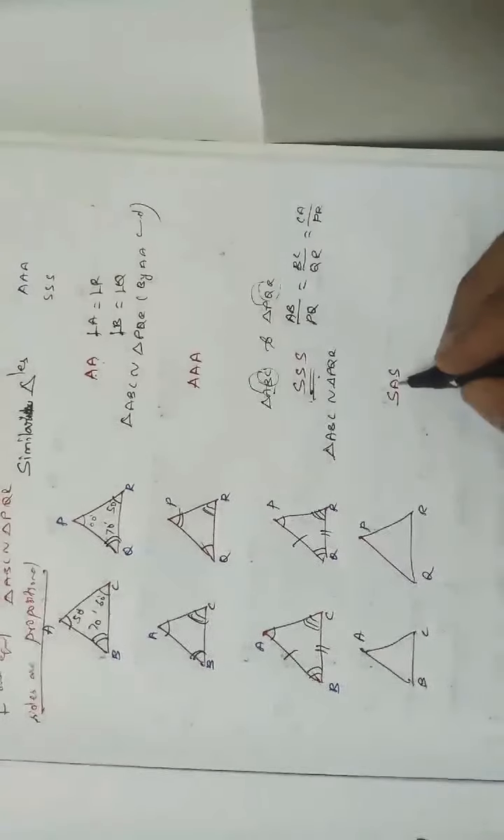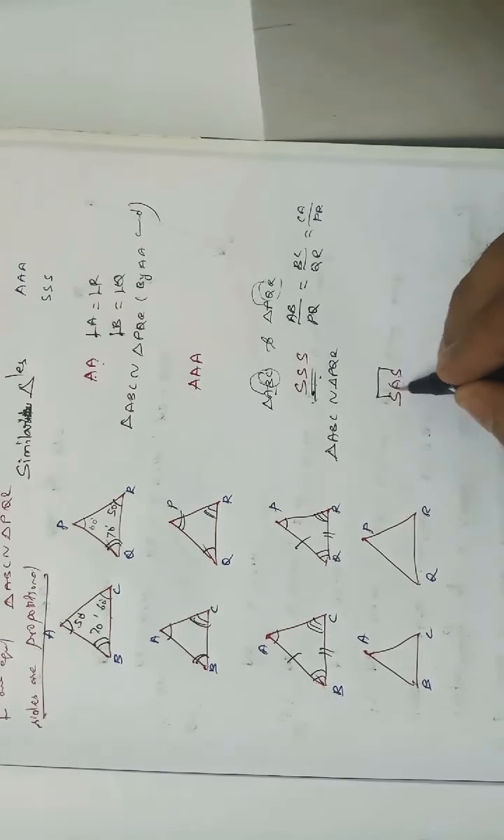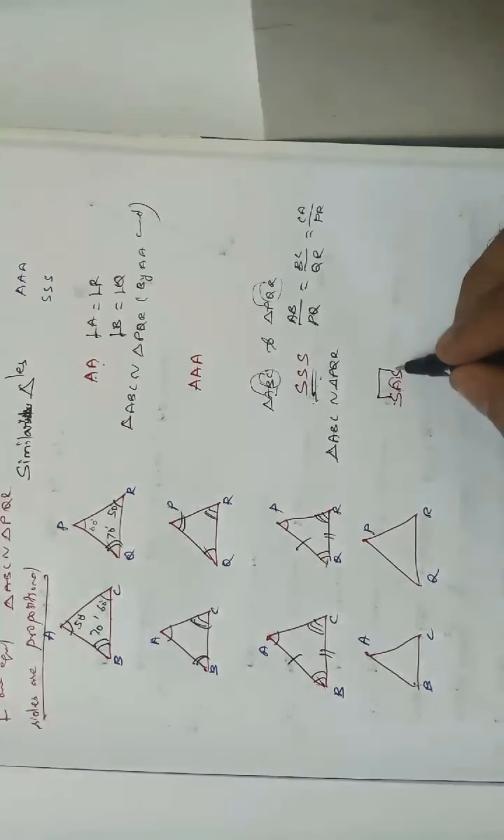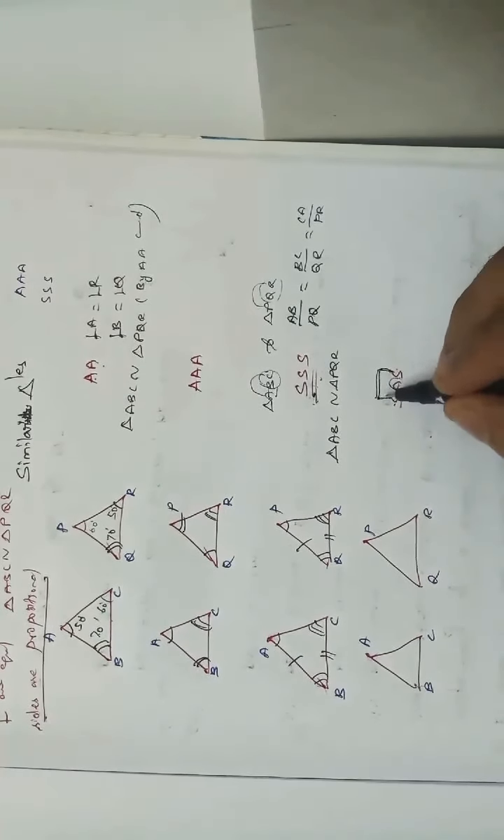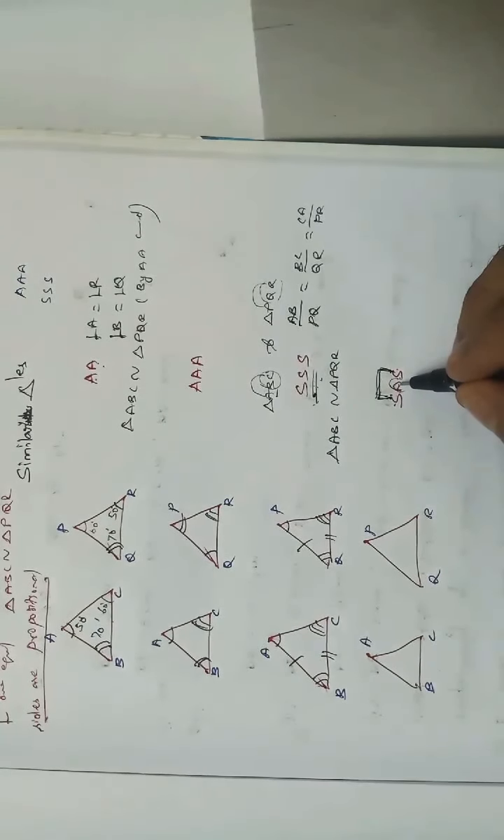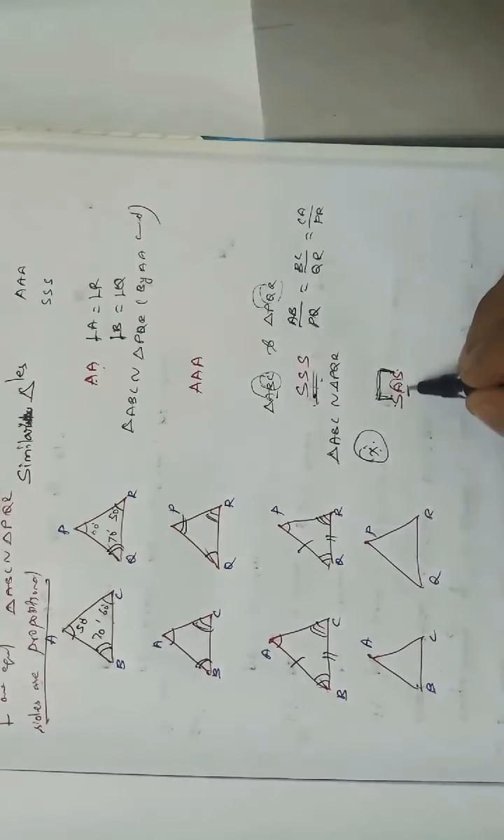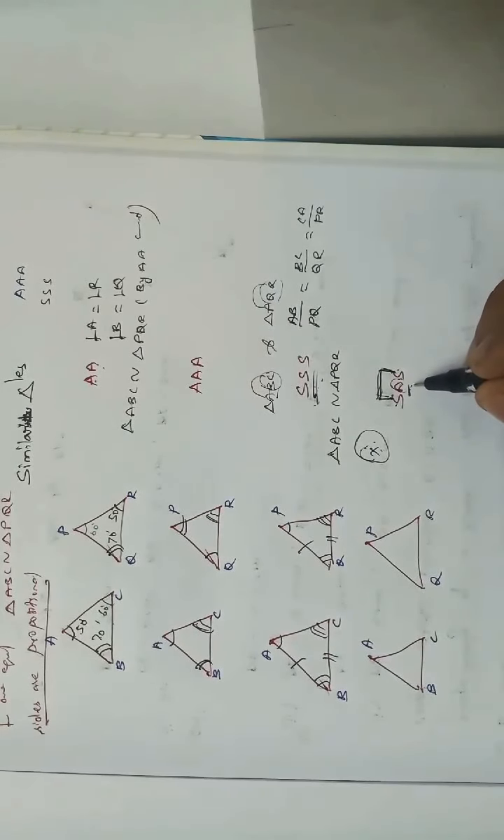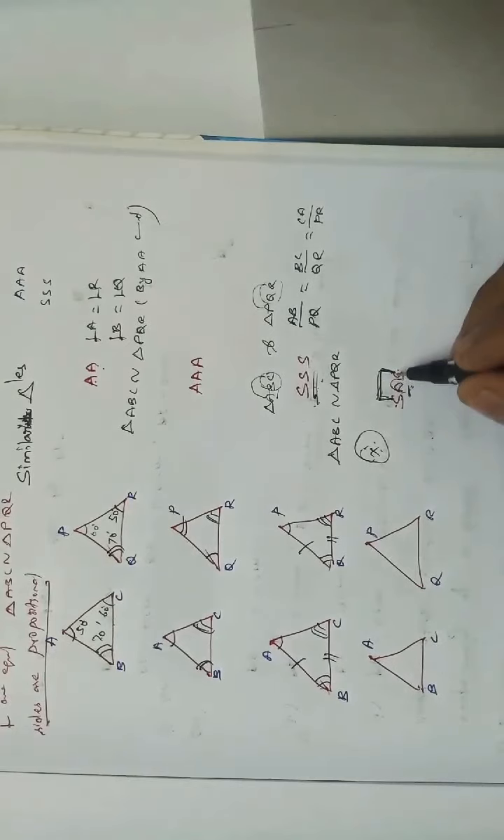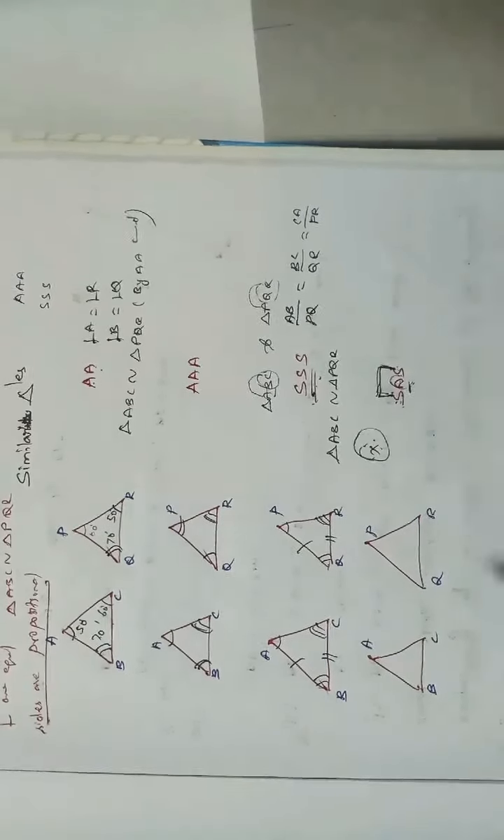The last property is the fourth property, SAS. Same like that, the sides should be proportional and the angle should be equal. In SAS, these two sides should be proportional and the angle should be equal. And moreover, you have to keep in mind that this angle should be in the middle of the two sides alone. That is, the angle should be included between these two sides alone.